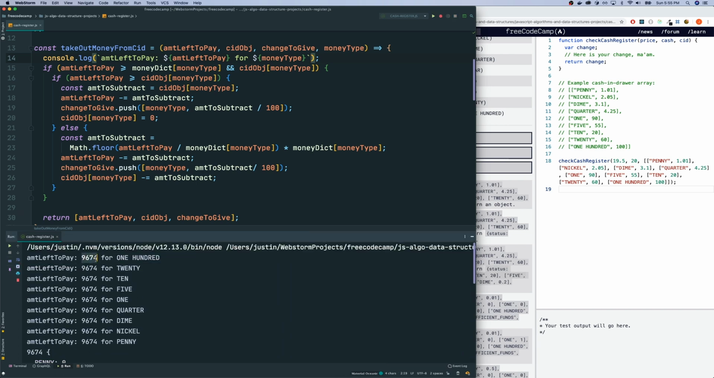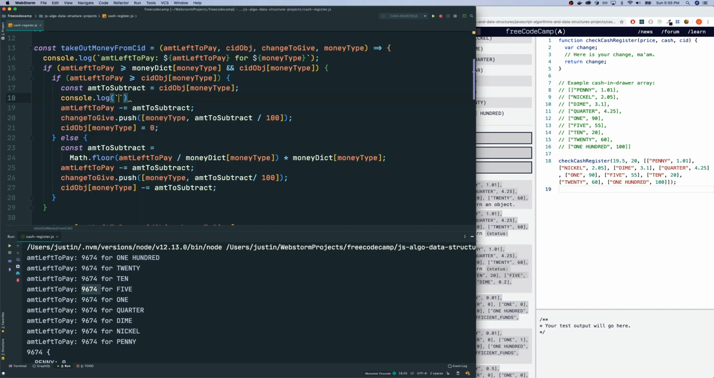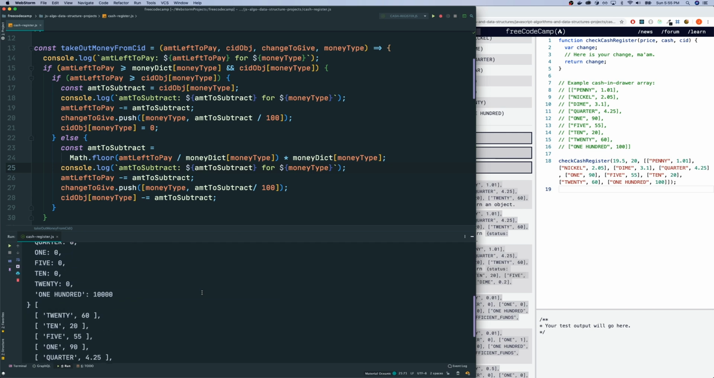All right, so notice this value is not going down every time. So why is that the case? Are we not subtracting from amount left to pay? That's what it seems like is going on. So I'm gonna console log here, amount to subtract for money type. And we have two if conditions, so I also want that down here, right? Let's run this code again.